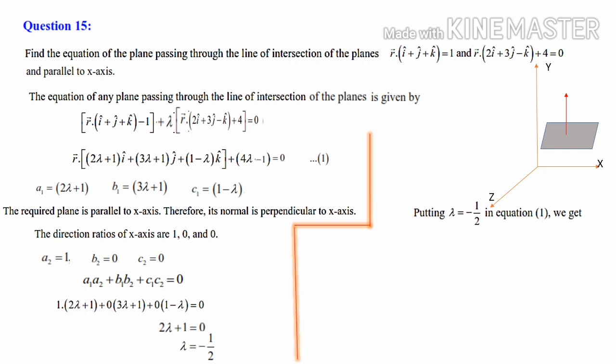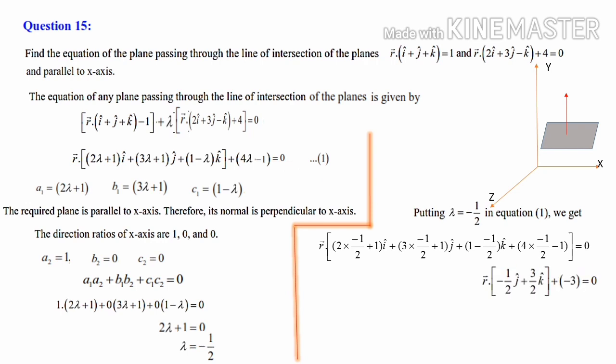Then putting lambda equal to minus 1 by 2 in equation number 1, we have to substitute the value of lambda here. That is vector r dot (2 into lambda, lambda is minus 1 by 2, plus 1, plus 3 lambda plus 1) into j cap, that is (3 into minus 1 by 2 plus 1) into j cap, plus (1 minus lambda, that is 1 minus minus 1 by 2) into k cap, plus 4 lambda minus 1, that is 4 into minus 1 by 2 minus 1, equal to 0.